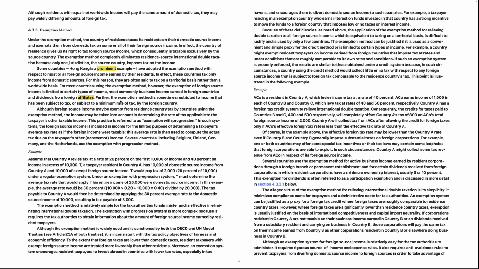Although foreign source income may be exempt from residence country tax by countries using the exemption method, the income may be taken into account in determining the rate of tax applicable to the taxpayer's other taxable income.